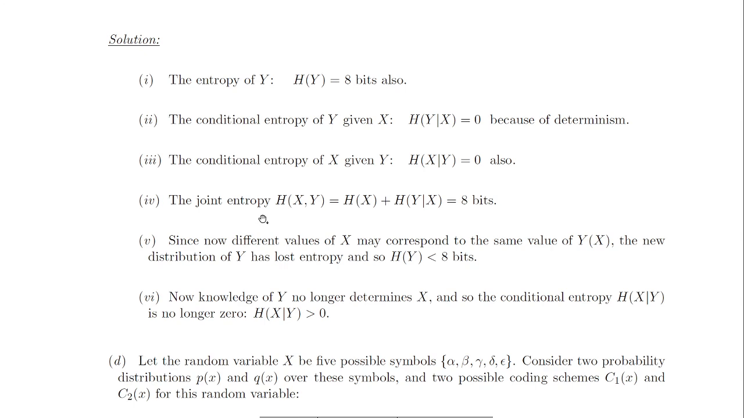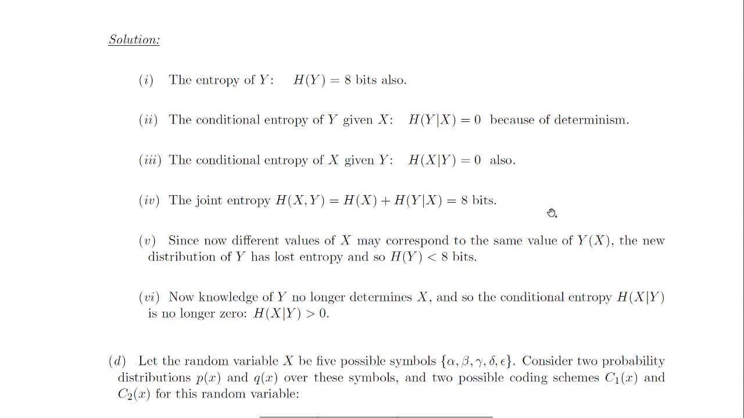The joint entropy we can calculate in several ways, and since we've got these expressions already, we can just add together the entropy of the random variable x, 8 bits, plus the conditional entropy of y given x, which was 0. So 8 plus 0. The joint entropy of x and y adds up, therefore, to 8 bits.